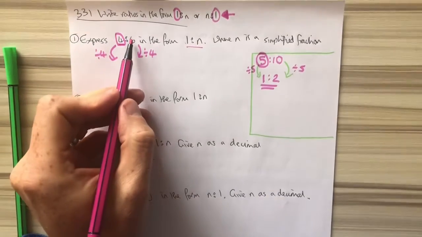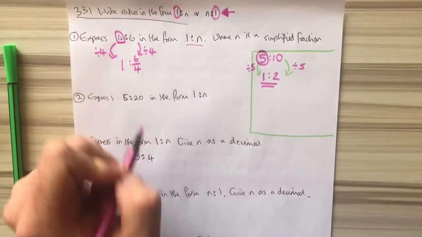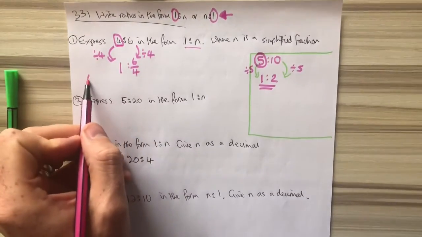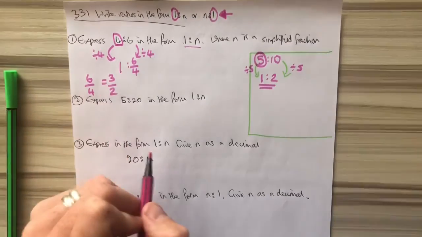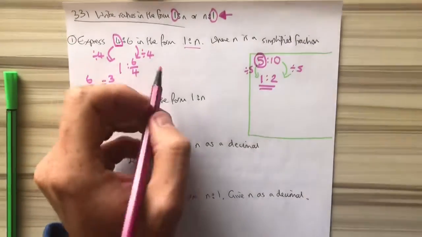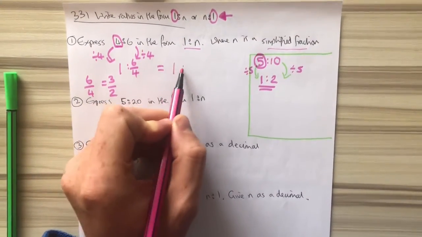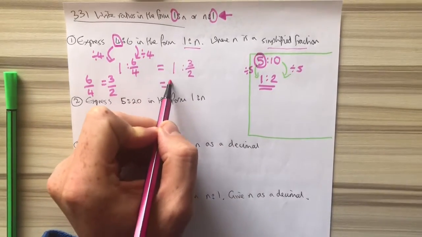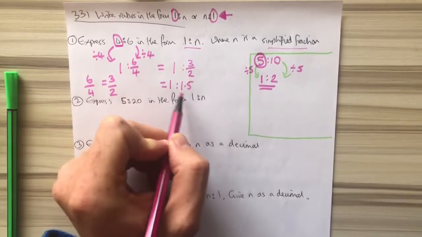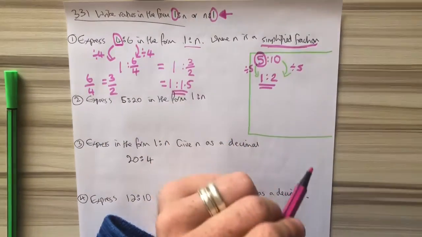So what would I get if I do 6 divided by 4? Well, that's the same as 6 over 4. What does 6 over 4 cancel to? 3 over 2, which is the same as 1 1/2. I'm going to ask for a fraction. So that's the same as either 1 to 3 over 2, that's what it wants as an answer, but you can also say 1 to 1.5. Make sure you read what it says it wants the answer in.